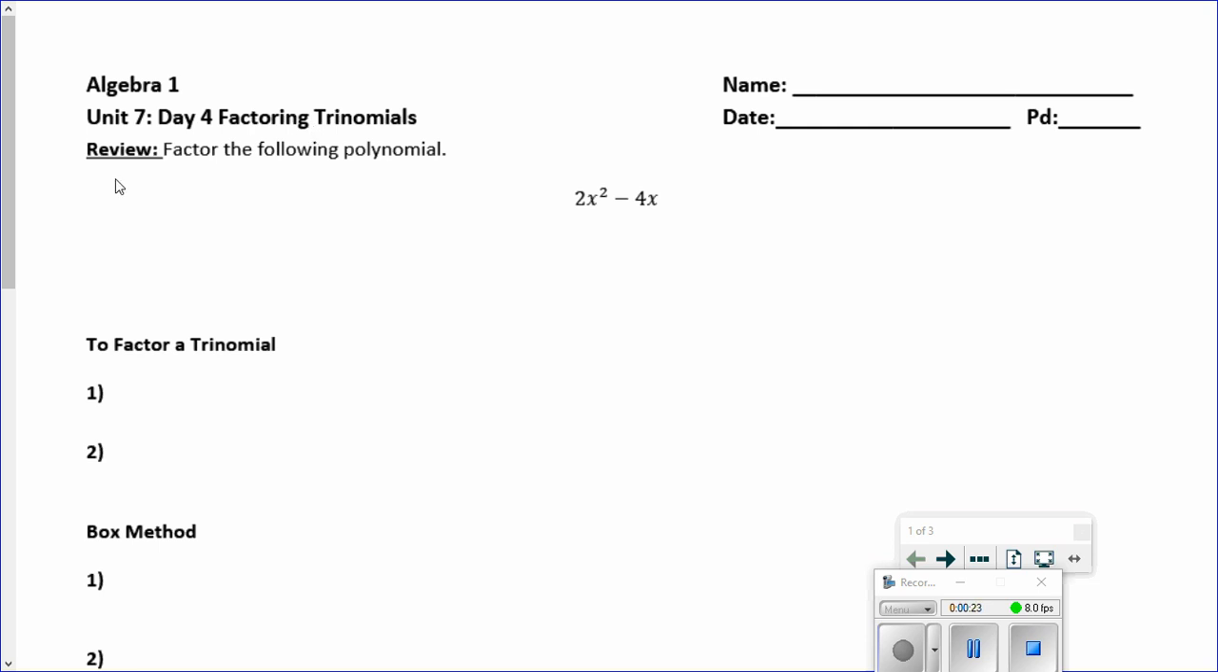Okay, just a quick review. We need to factor this binomial. When we have a binomial, we're going to do a GCF factoring. Okay? So that's what we're going to basically look for. Is there a GCF that we can take out?